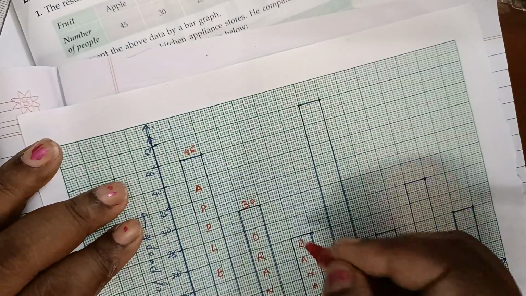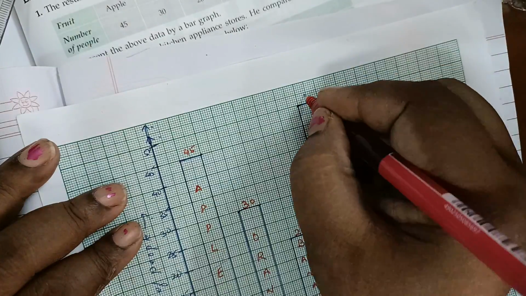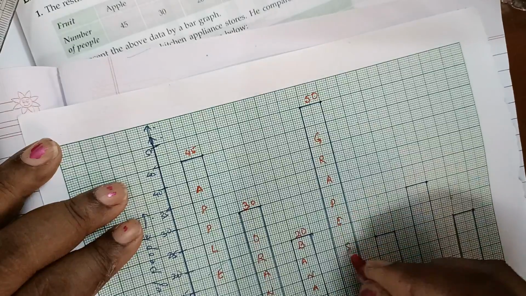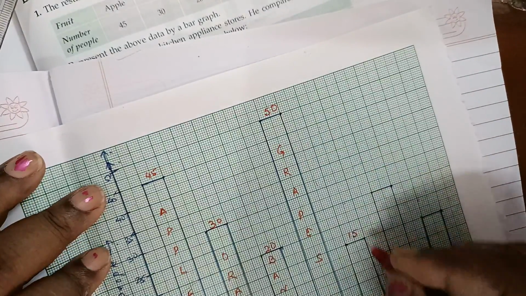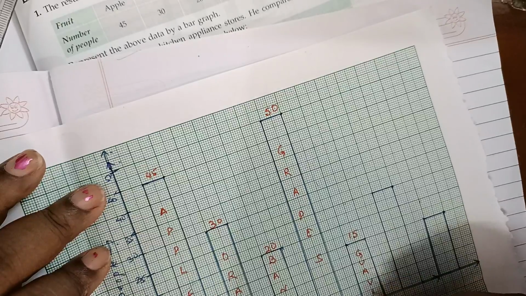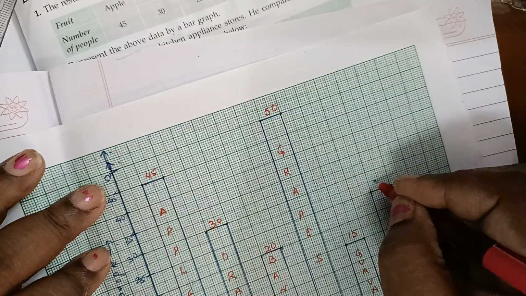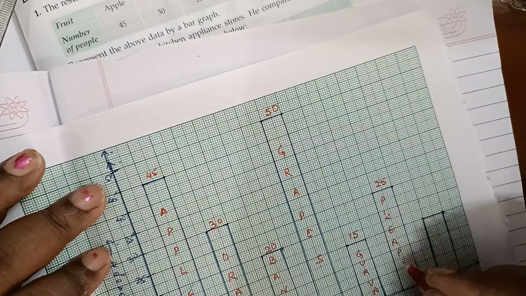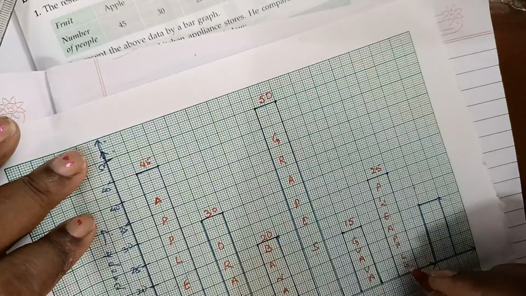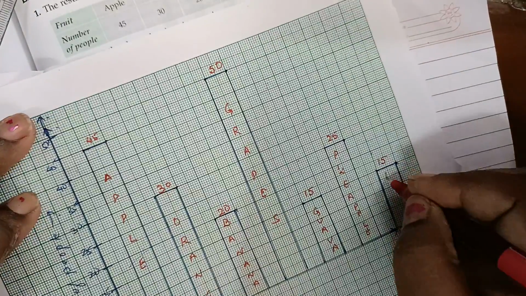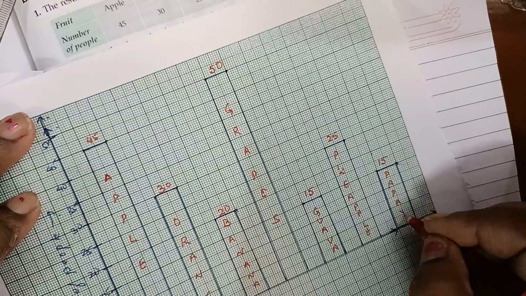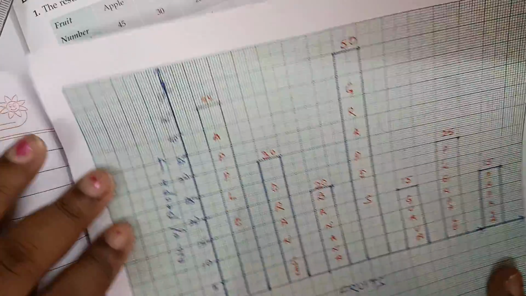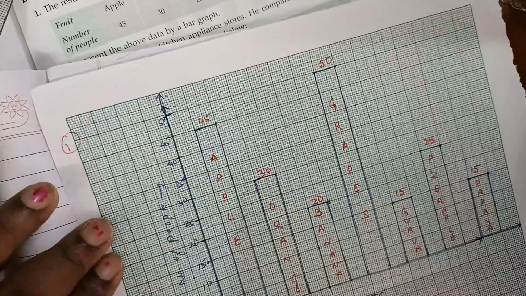and you have to write down the number also on the top. Then grapes 50, grapes. Then guava 15. Then pineapple 25. Okay, then papaya again 15. So this is the bar graph of the first question. Okay, so this way you have to make it. Okay children, so this is question number 1.